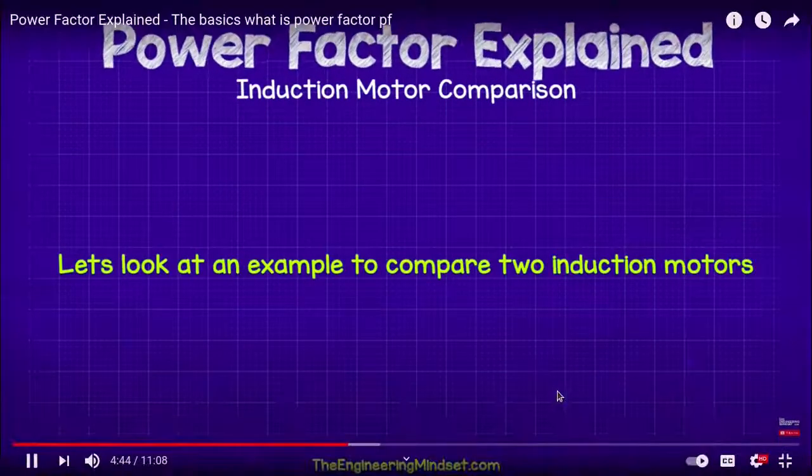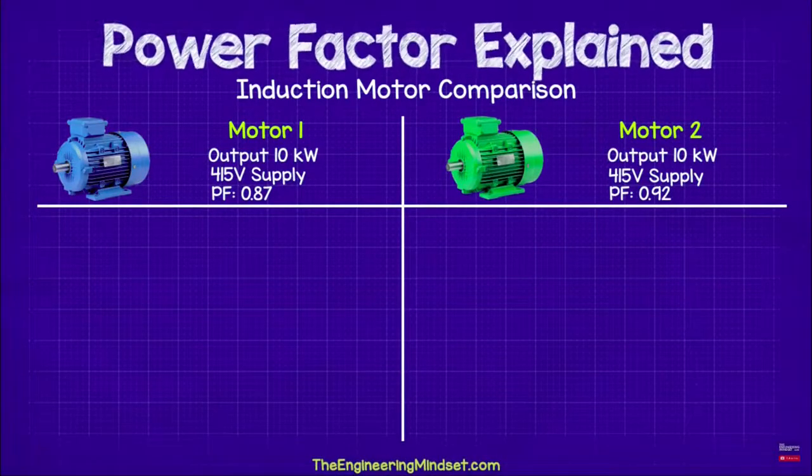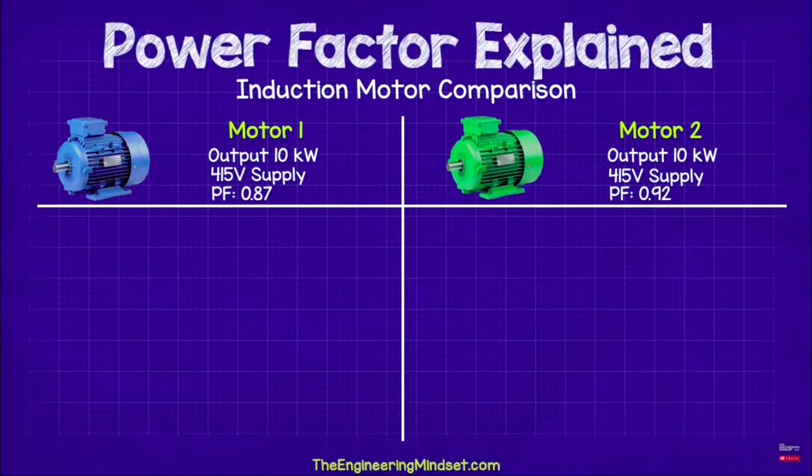Let's first have a look at an example. If we compare two induction motors that both have an output of 10 kilowatts and are connected to a 3-phase 415 50Hz supply, one has a power factor of 0.87 and the other a power factor of 0.92. Both motors will deliver 10 kilowatts of work, but the first motor has a lower power factor compared to the second one, meaning we're not getting as much value for money.